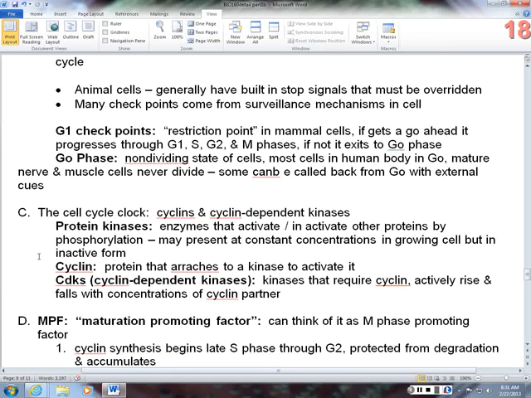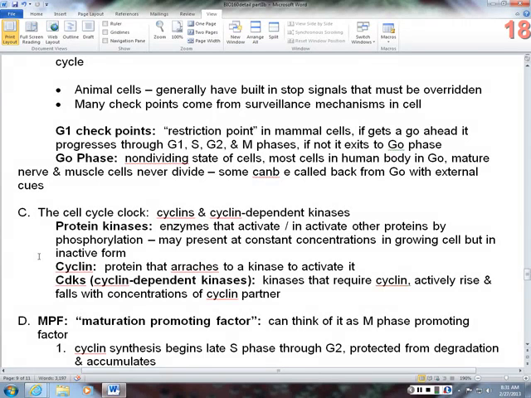If it does not get the go-ahead in there, it will go into what we call the G0 phase, which is a non-dividing phase in there. Most of the human body cells are actually in the G0 phase. They will mature. Things like your nerve cells and muscles are in G0 phase.